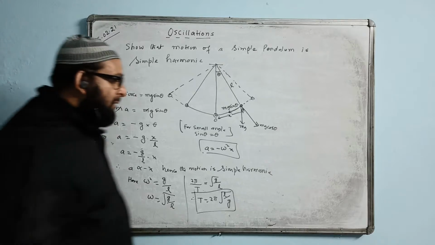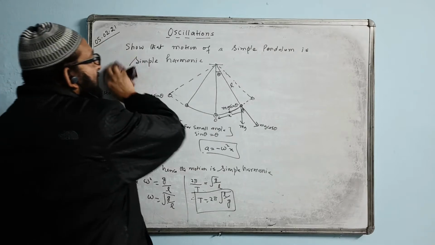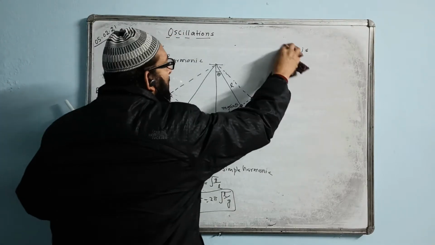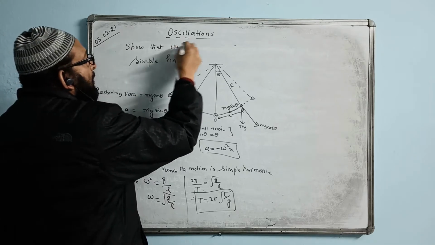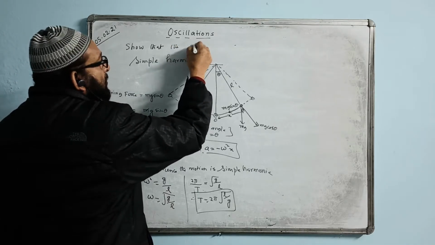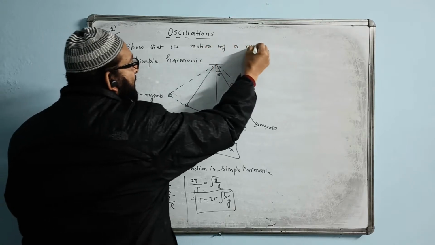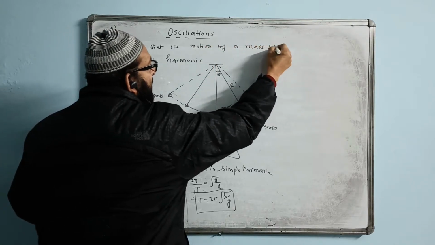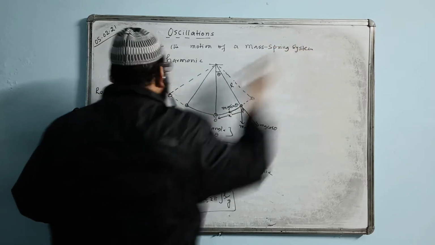Okay, now similarly, another type of motion. The question will come: show that the motion of a mass spring system is simple harmonic.